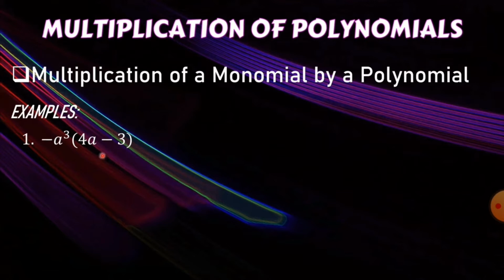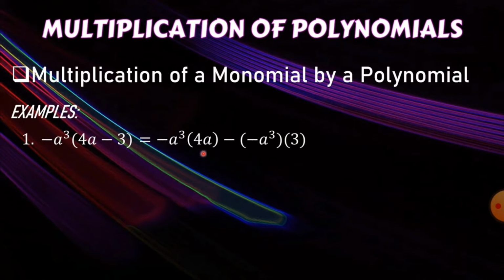The negative a cubed is a monomial, and we multiply it by a binomial, so it's still a polynomial. When you multiply this, we simply distribute negative a cubed to 4a and negative 3. So it becomes like this. Okay, look at the example. We simply distribute negative a cubed to 4a and to 3. And then when you multiply a cubed and 4a, it becomes negative 4a to the 4th power.